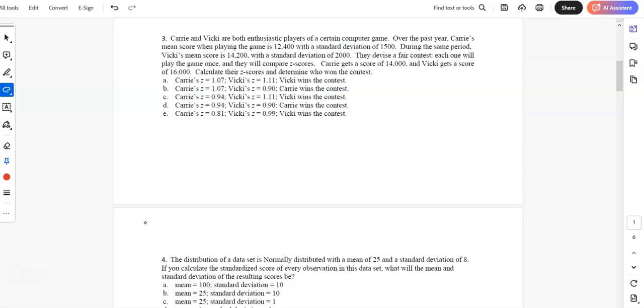So it seems like we're going to have to do some z-score stuff here. We're comparing two scores that are not on the same scale. So remember the z equation. So z equals the value, let's see. Carrie's mean score is that, with a standard deviation of that.